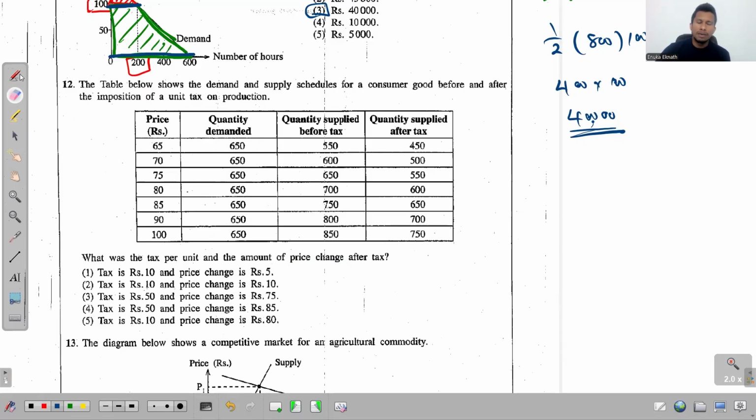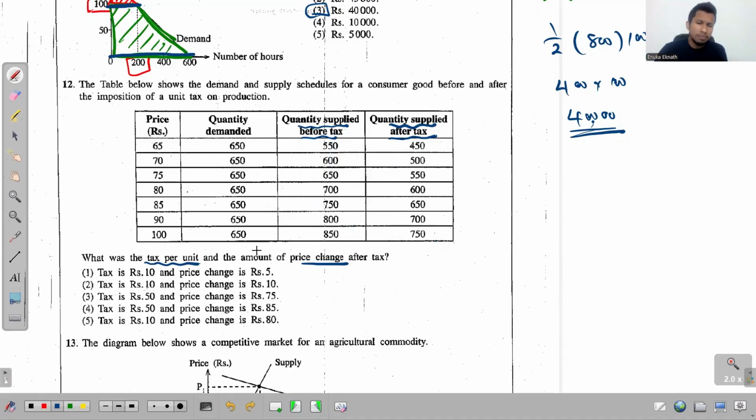So if you look at this table very carefully, right, you can see that we don't need this one for the time being, but these are the quantities supplied before tax, and here you see the quantities supplied after tax. So I'll first show you how to find this tax per unit, and then I'll show you how to find this thing, right? So these are the quantities supplied before tax, and these are the quantities supplied after tax.